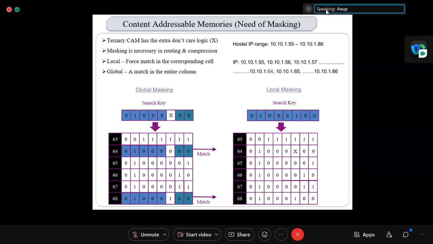So when we are making global masking, we have to put the masking in the search key. And if we are making local masking, then we have to put it in the stored data, in the stored memory data. And here also we are getting two locations. So the first one is local match. And in the lower one I have written only match, and in the global masking, I have written both. So all the terminologies and write-up are very specific.